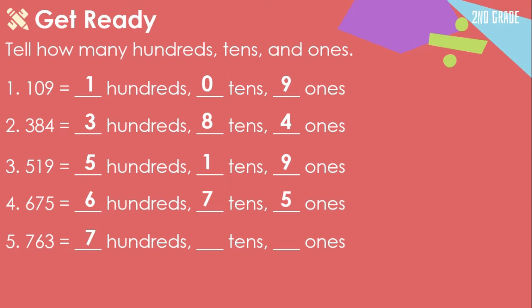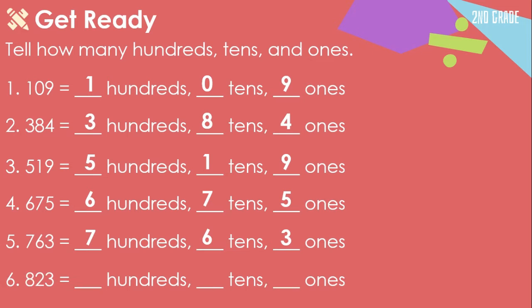For number 5, 763, how many hundreds? 7. And how many tens? 6. How many ones? 3. Very good. For number 6, 823, how many hundreds? 8. How many tens? 2. And how many ones? 3. Very good.